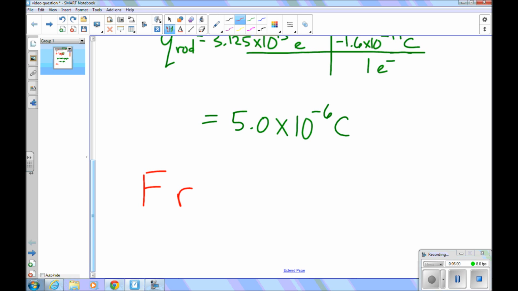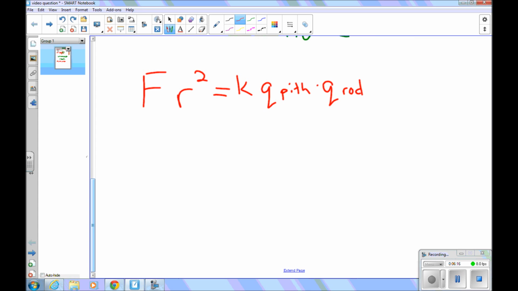So I've got that electric force times r squared is equal to that constant times the charge of the pith ball times the charge of the rod. Now I know every number except for the charge on the pith ball. I know that the force was 0.36 newtons. The distance that they were apart was 5 centimeters. I want to put that in meters. That's 0.05 meters. That gets squared.